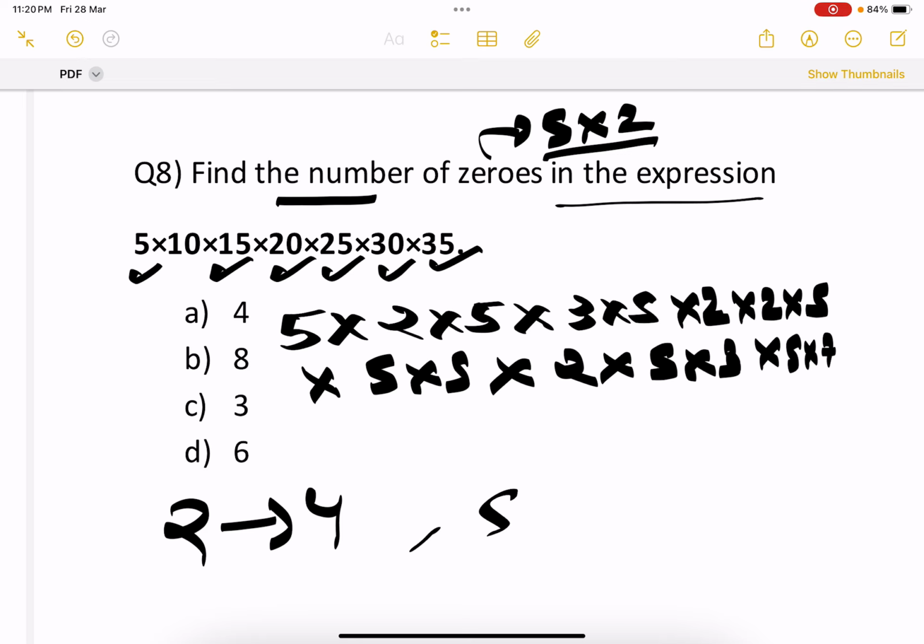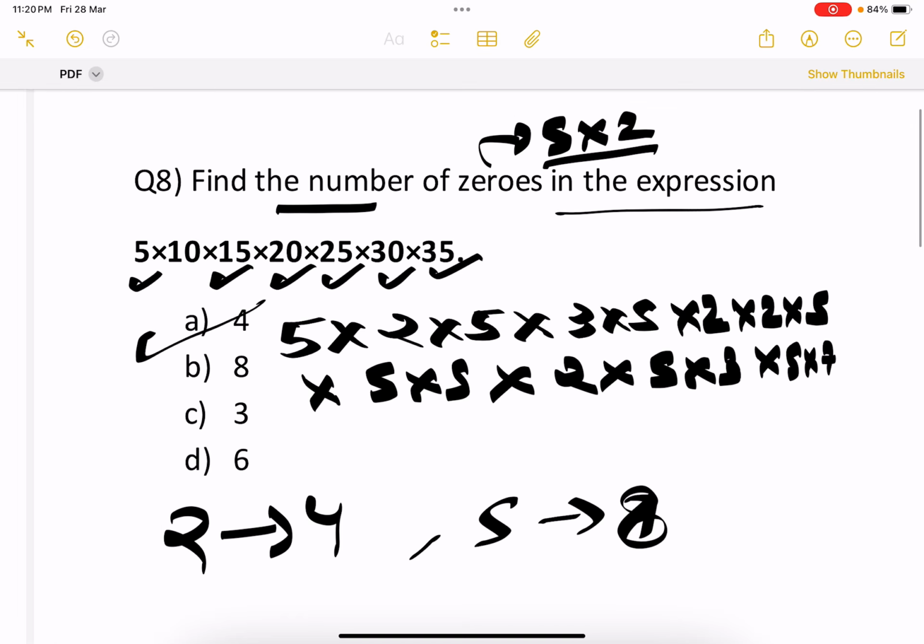So number of 5's are 1 2 3 4 5 6 7 8. Number of 5's are 8. So since number of 2's are 4 and which is less than 8, so number of zeros would be 4. Okay, this question is solved.